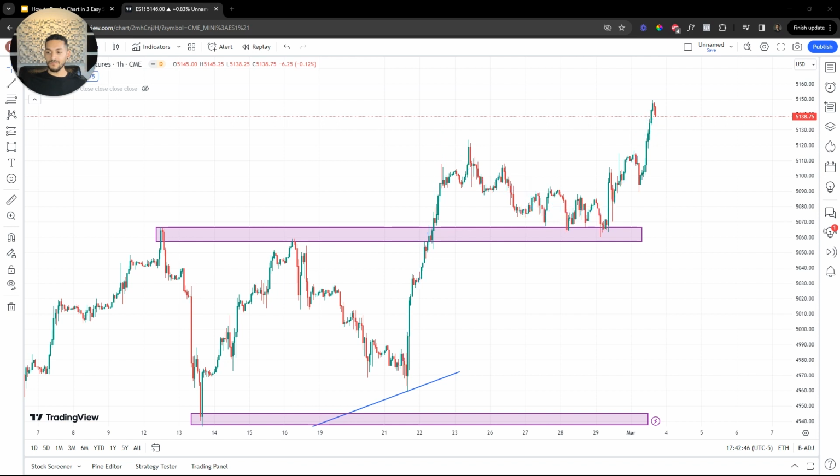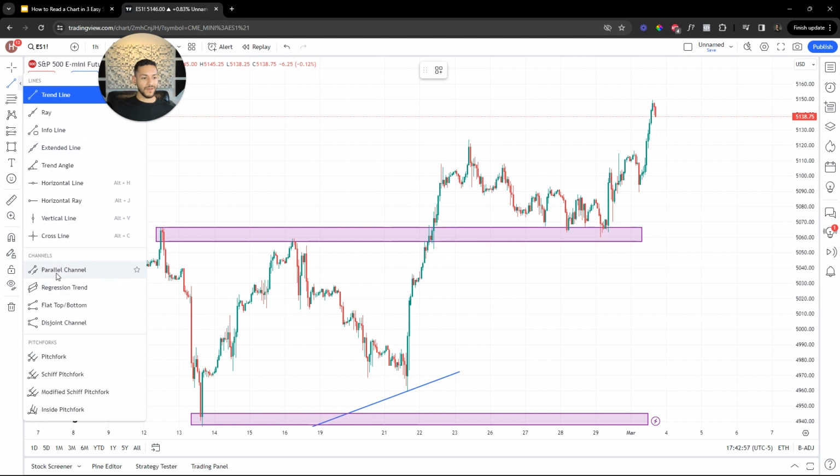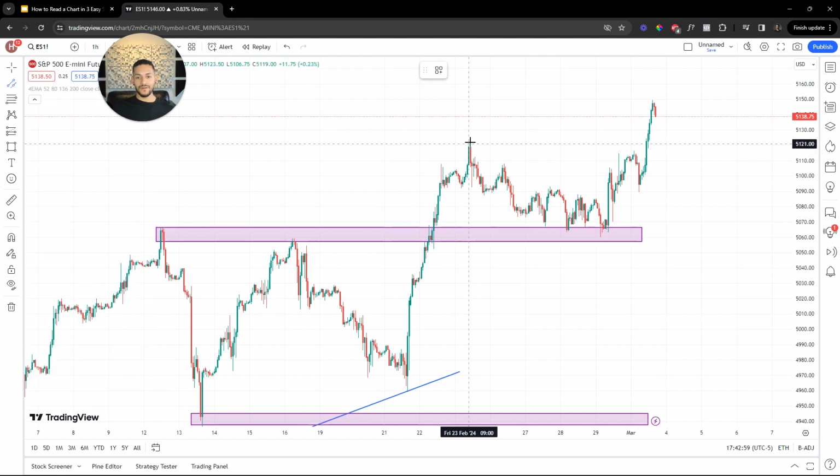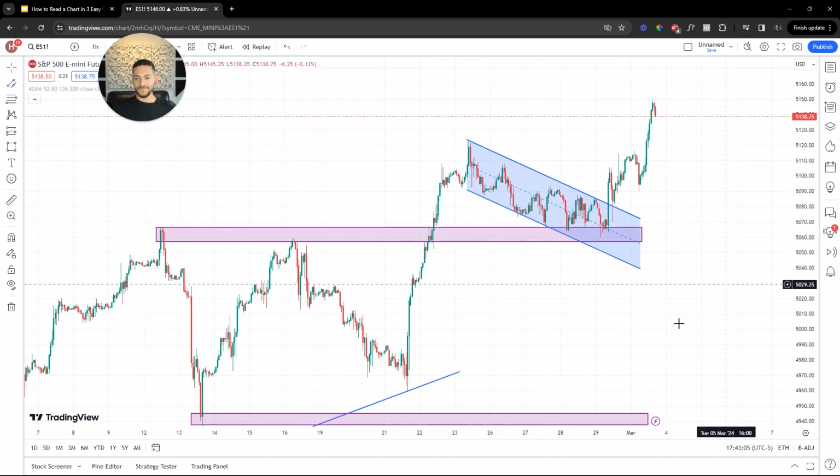So what we can do, most charting platforms are going to have either the ability to draw a line, so you can draw two lines, or you can have some tool to draw a parallel channel. So I'm going to draw two parallel lines here that are going to outline that channel.